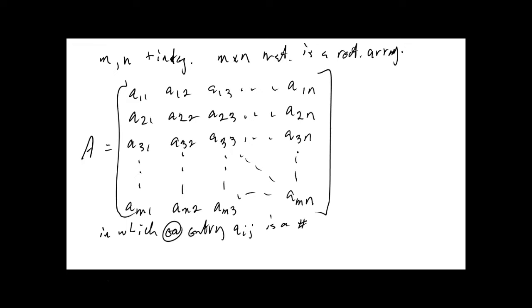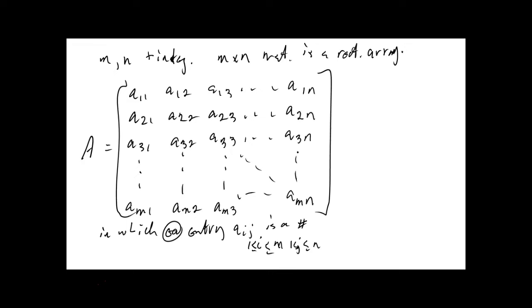Each entry, Aij. If you were doing this, you really should include that I goes from 1 to M, and J goes from 1 to N. The first represents the row number, the second represents the column number. Okay?